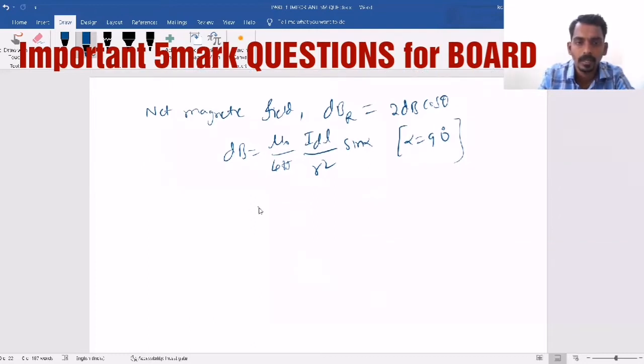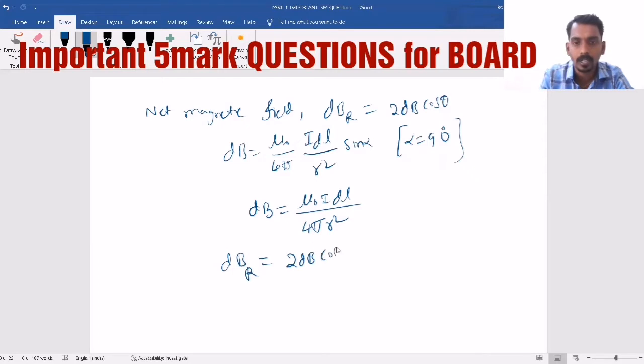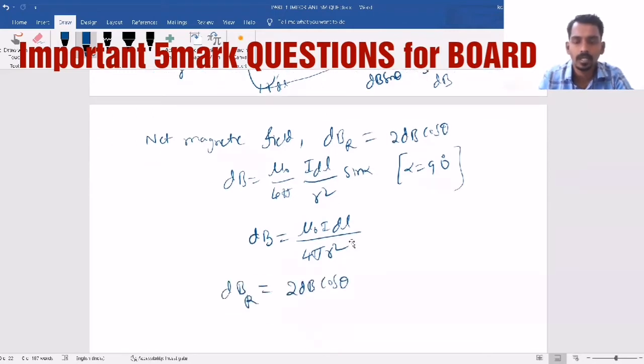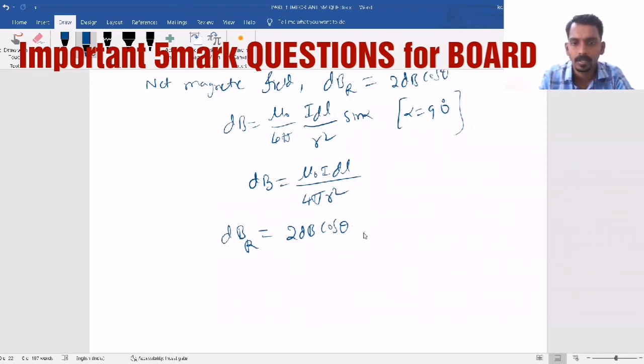So that the small magnetic field due to the small element will become mu naught I dl by 4 pi r square. Now the resultant magnetic field is 2 dB cos theta. So where cos theta is, if you look at this diagram, see here. Now check it properly. This is theta, means this is 90 minus theta. Then this will become theta. Then this will become theta here. So that from the diagram, cos theta will become adjacent by hypotenuse, R by r. So that dB resultant, when you substitute, 2 into dB is mu naught I dl by 4 pi r square into cos theta is capital R by small r. Now this is the resultant magnetic field due to only two elements.